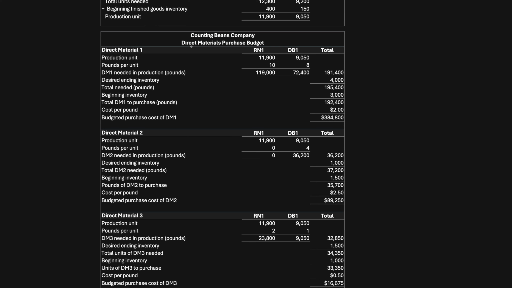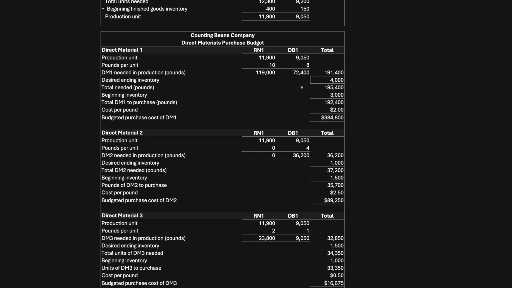So if we take a look at our direct materials purchase budget for direct material 1, we can see that the amount of direct material 1 to be used in production is a total of 191,400 pounds. We just need the total number of pounds. We don't need the total exactly split up by RN1 and DB1. You could think of a business that's making donuts and making cake. At some point, they just need to determine how much flour they need in total. And that's what we're doing here. How much of the specialty bean, direct material 1, do we need in total? To satisfy production, we need 191,400 pounds.